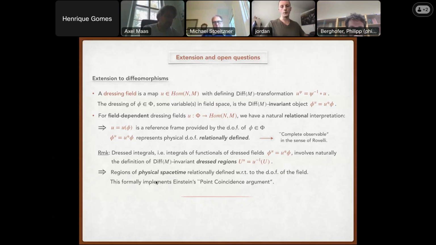So the points of the underlying manifold are not physical. What is physical is the coincidence between field values, and this is how spacetime is to be defined. So this is a new development, a new preprint.